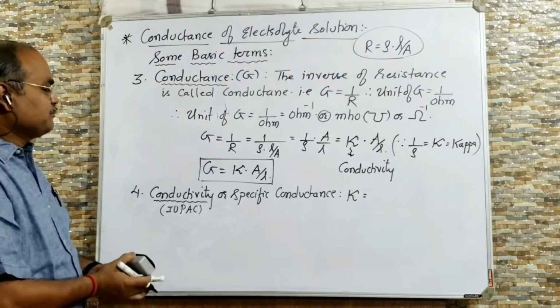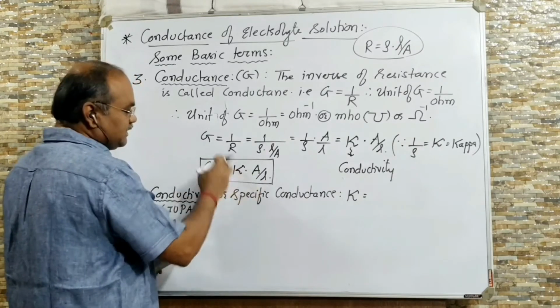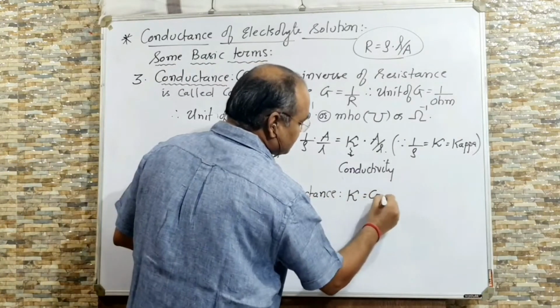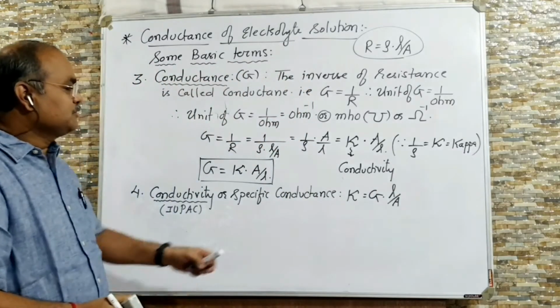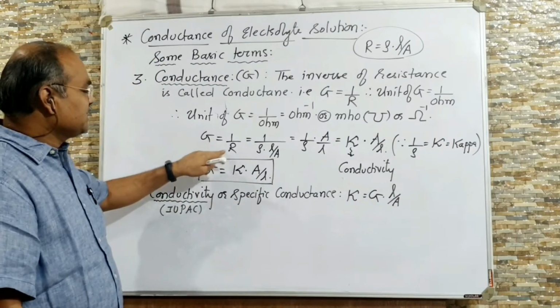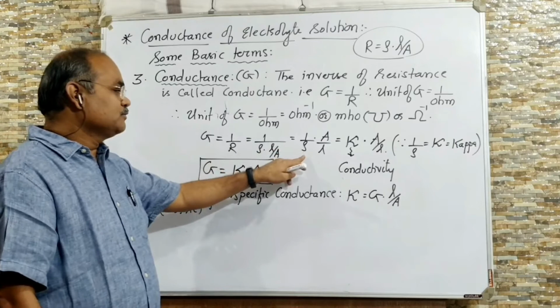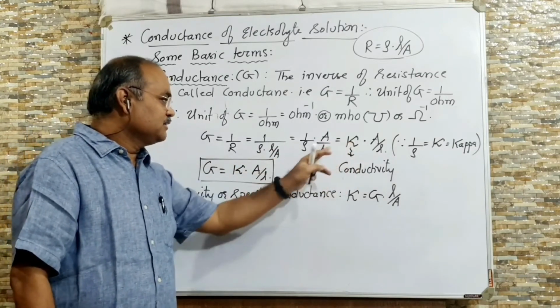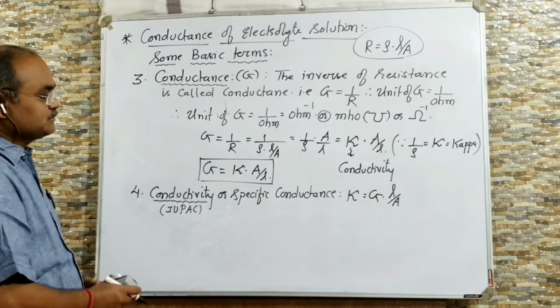Now, what will be kappa? Kappa will be equal to G L by A, because G is equal to 1 by R. If you put the value of R, rho into L by A, 1 by rho is called conductivity, and this will be A by L, right? So here you can put the values.